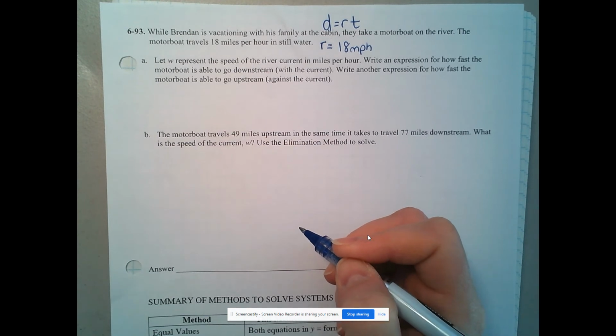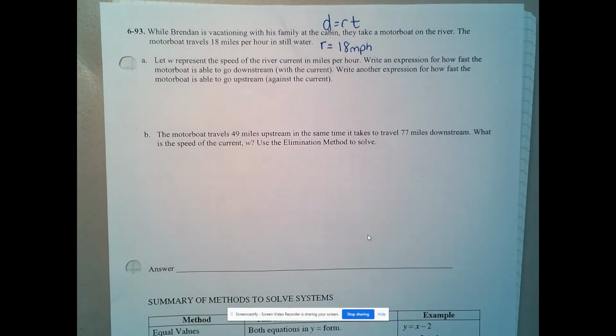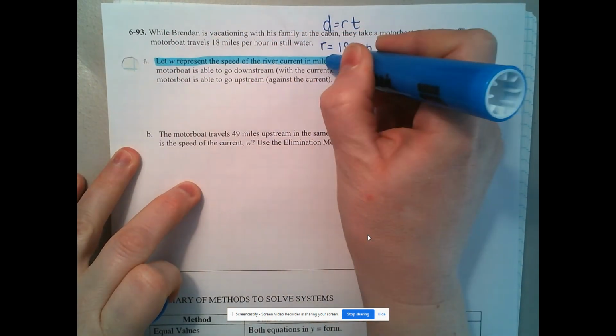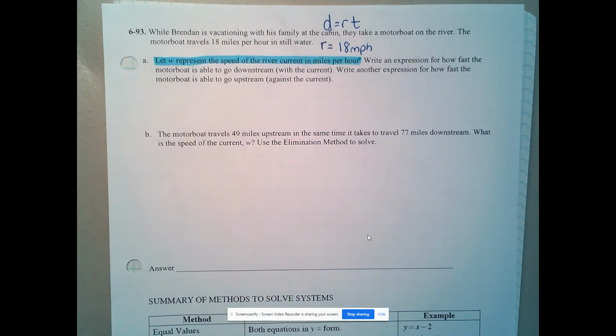Let W equal the speed of the river current in miles per hour. So that's actually a let statement. We don't want to forget that. They've told us to use W to represent the speed of the river current. Write an expression for how fast the motorboat is able to go downstream with the current, and another for how fast it can go upstream against the current.